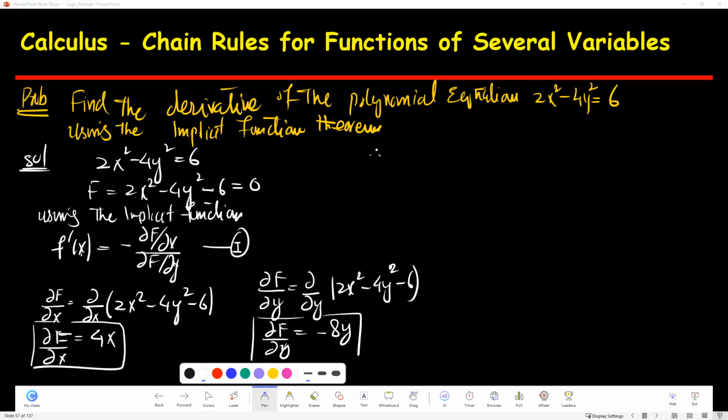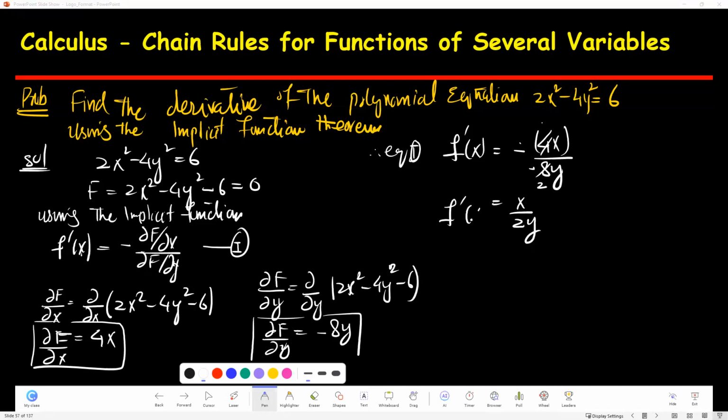I'm going to take both and substitute into equation 1, and it's going to be f prime x equals minus, and I'm substituting the minus from the formula, 4x divided by minus 8y. This minus minus becomes plus, and the 4 over 8 becomes 2, so I'm going to write x over 2y, and that is my derivative. That is my answer. You can see it's fairly simple. I skipped the complicated function solving and just took the derivative in a really fast way. I don't have to put in much effort.